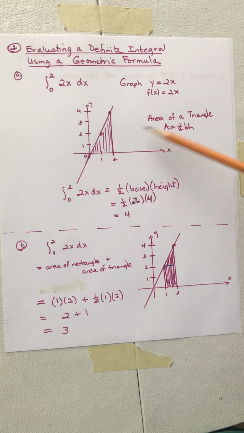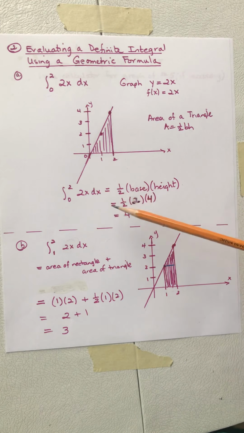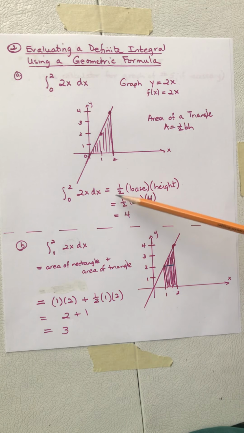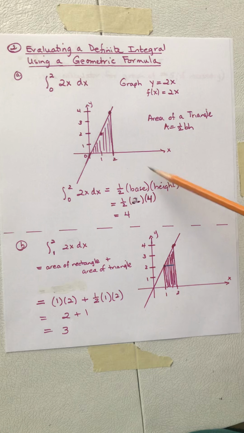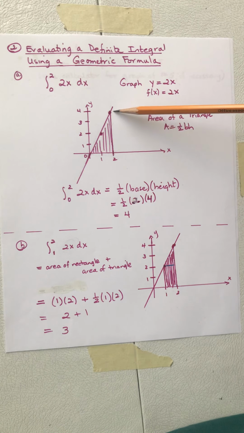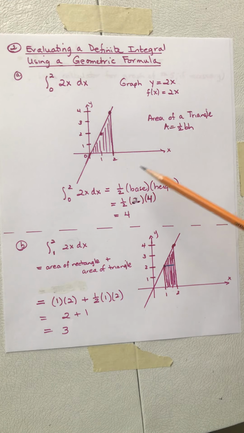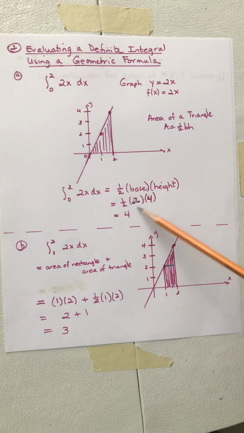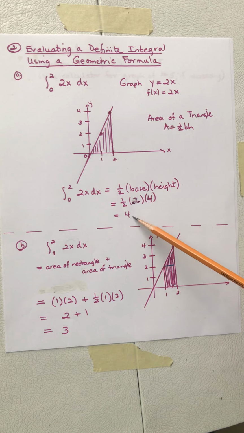So what's the area of a triangle? Half the base times the height. So my integral from 0 to 2 of 2x dx will equal 1/2 the base times the height. And my base here is 2. And my height is 4. So my answer is 1/2 of 2 times 4, which is going to be half of 8, which is 4.